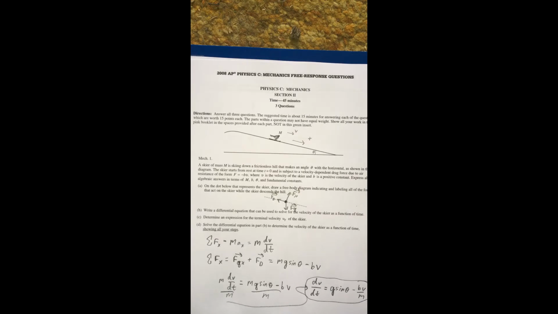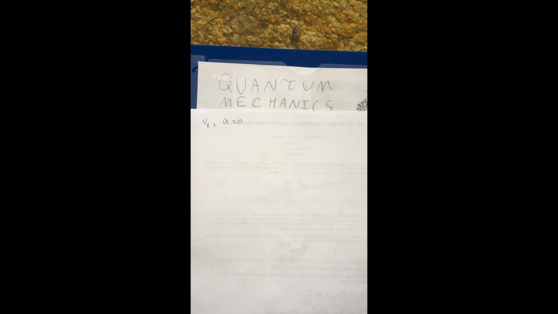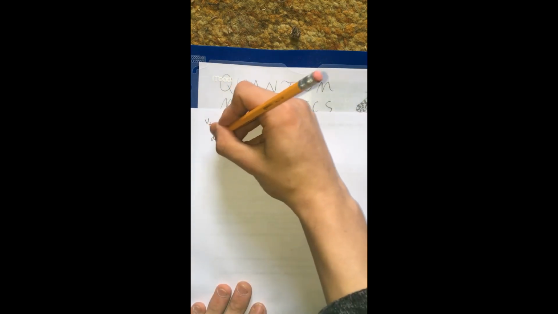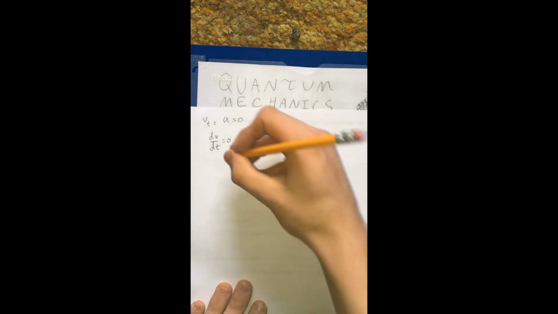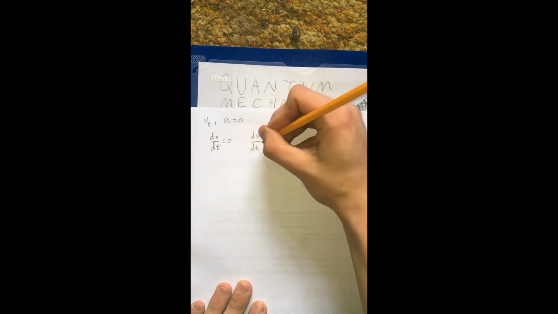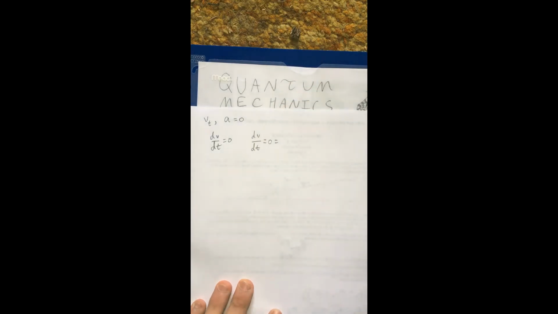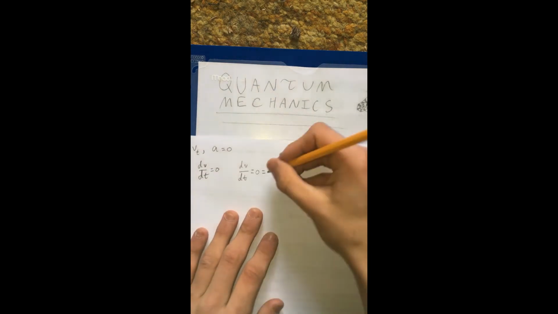So now part C says determine an expression for the terminal velocity vt of the skier. So we know that when it reaches terminal velocity, the acceleration is going to equal 0. So what we can do is set our differential equation dv/dt equal to 0. So now we take dv/dt equal to 0, and then we write down our g sine theta minus bv over m.